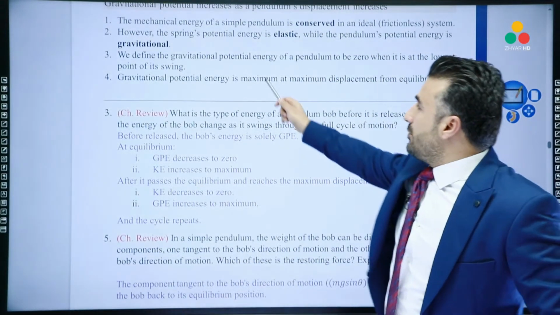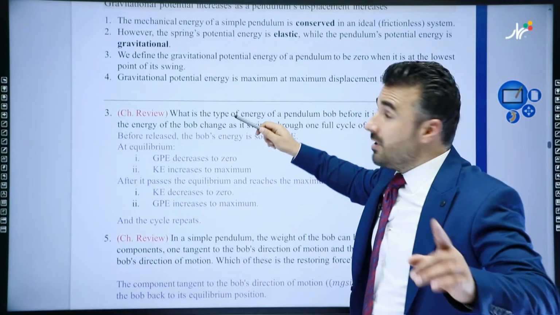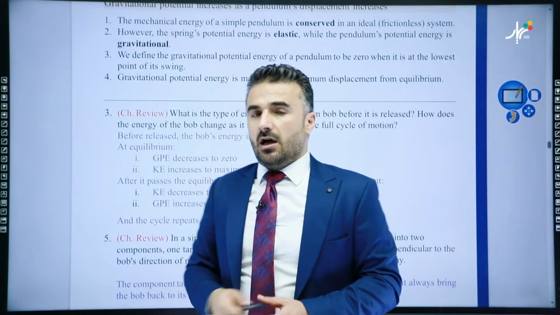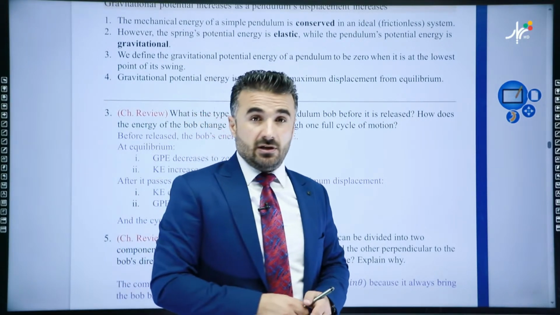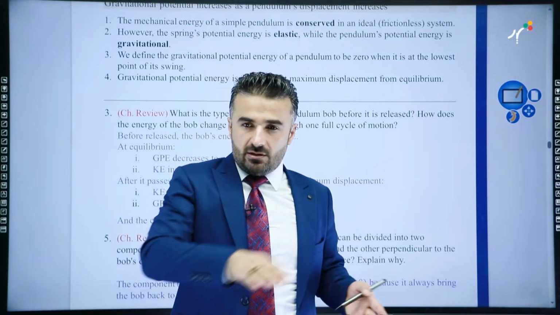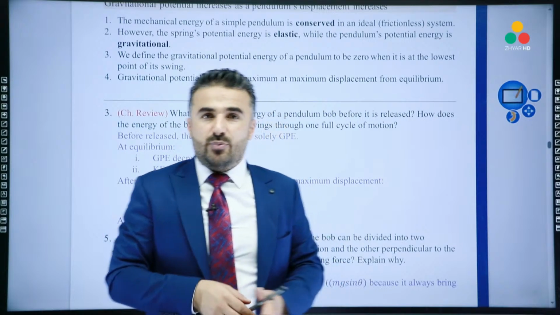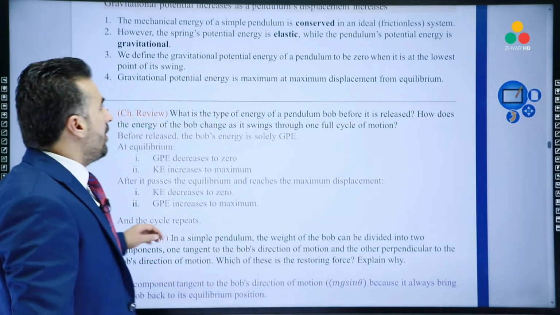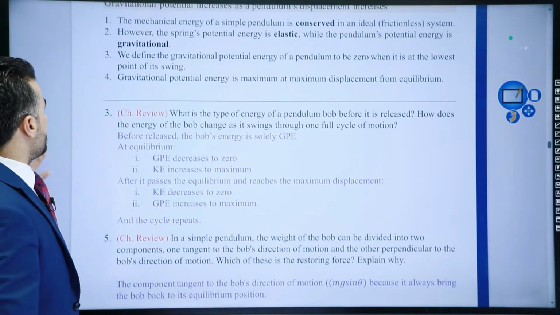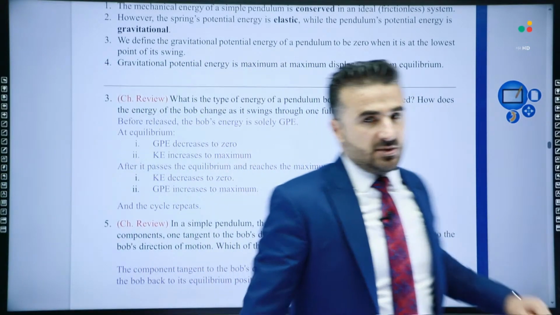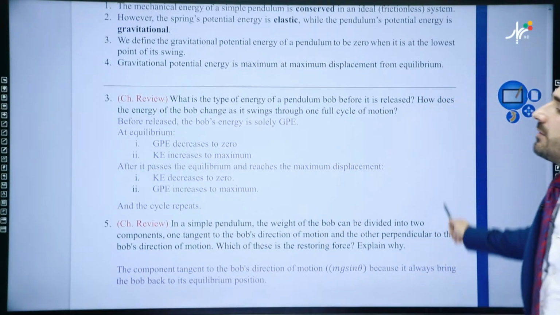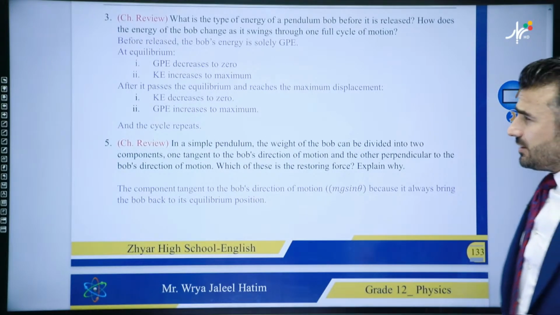We define the gravitational potential energy of the pendulum to be 0 at the equilibrium position. That is, for example, just to make calculations easier, we consider that at the equilibrium position, the GPE is 0. Okay, at the lowest point, you can say, of the swing. Gravitational potential energy is maximum at maximum displacement from the equilibrium. So we have two questions here.